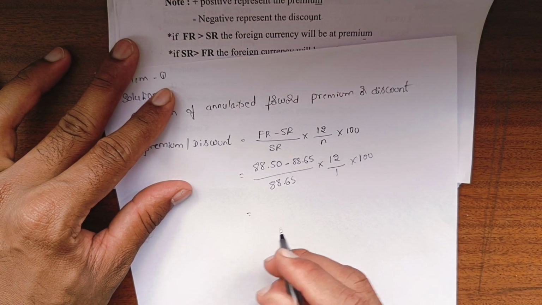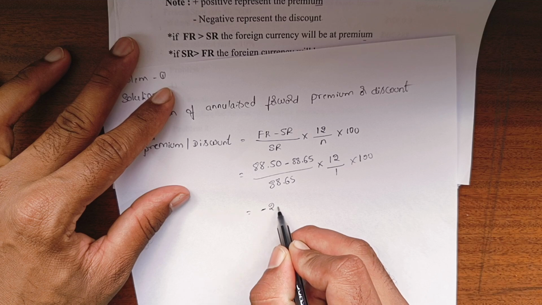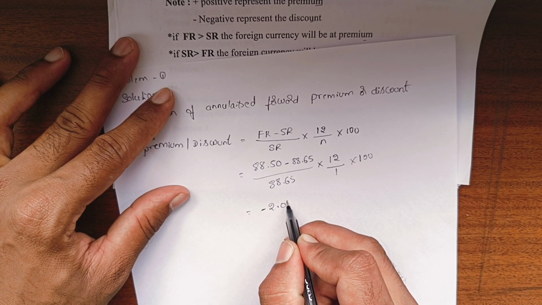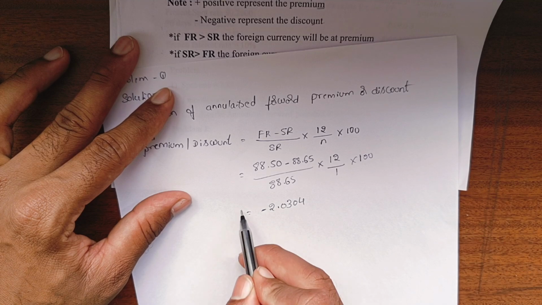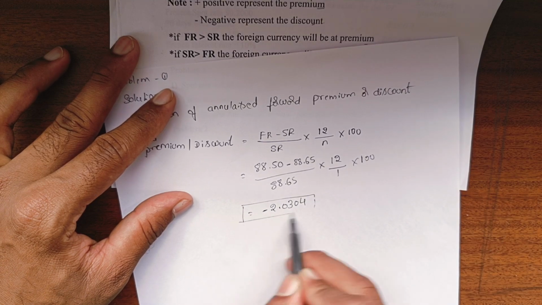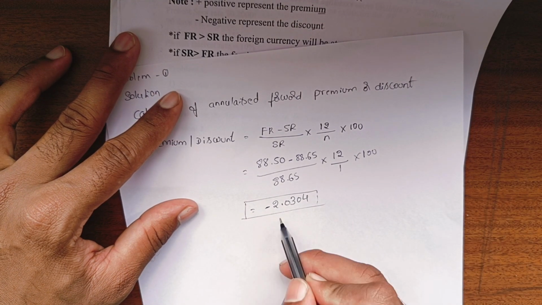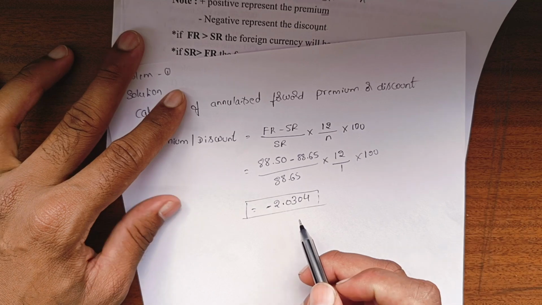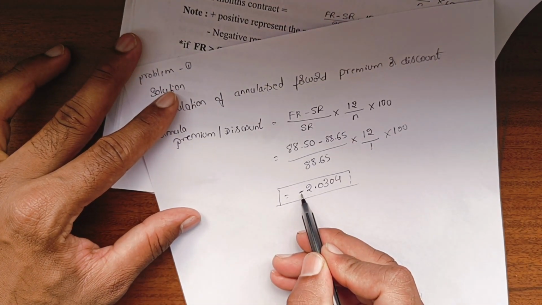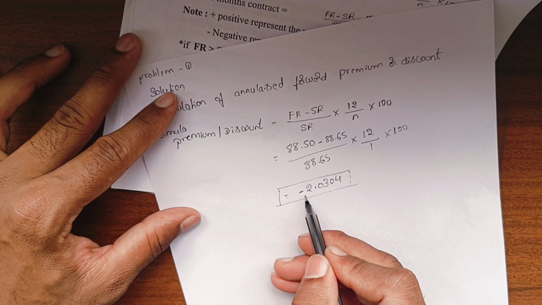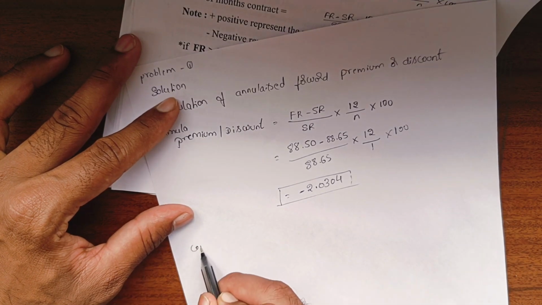So we will get minus 2.0304. We get this answer. It is minus 2.0304. So what is the conclusion we can write? As I told, the negative value is nothing but discount. If it is a positive value, then it is premium. So you need to write the conclusion.